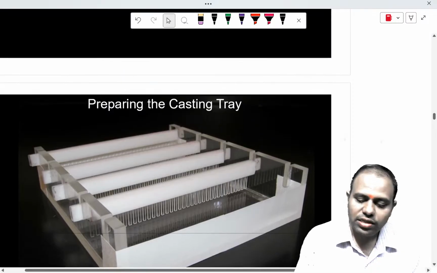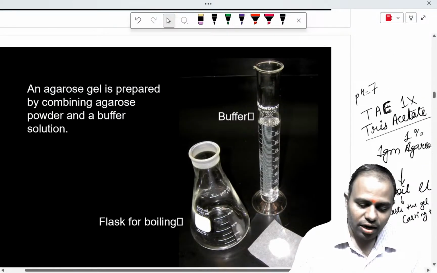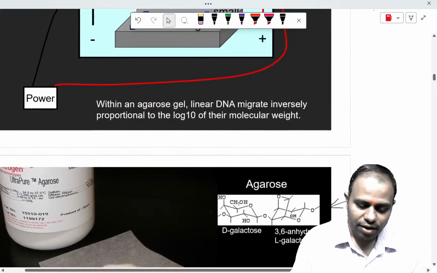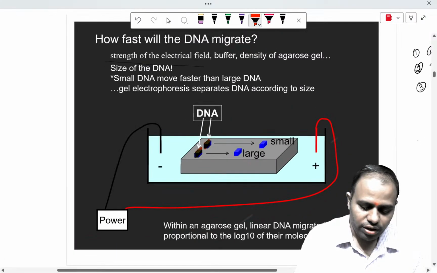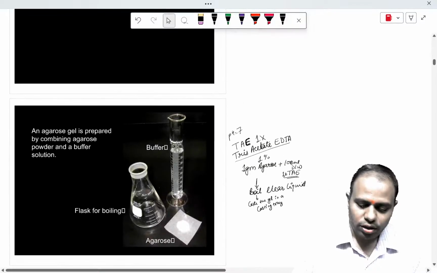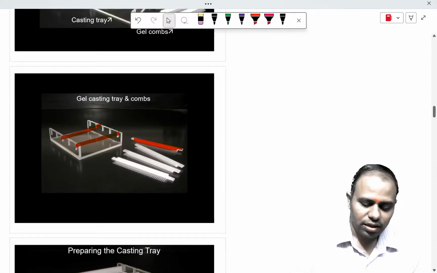These wells are quite easily seen in the diagram which we saw earlier. See here, these are the wells. These wells are created by that comb. That comb size also matters, and the size of the gel depends on that comb. So this is the casting tray.